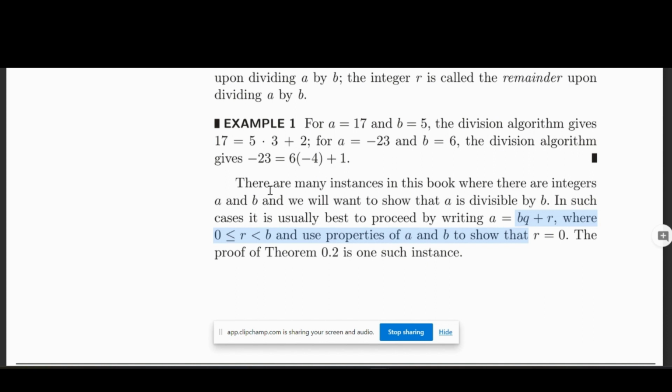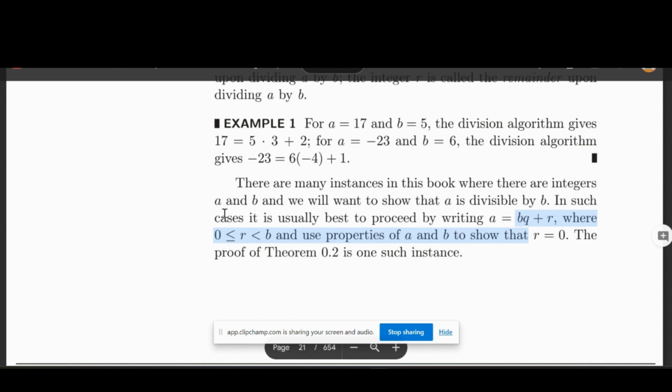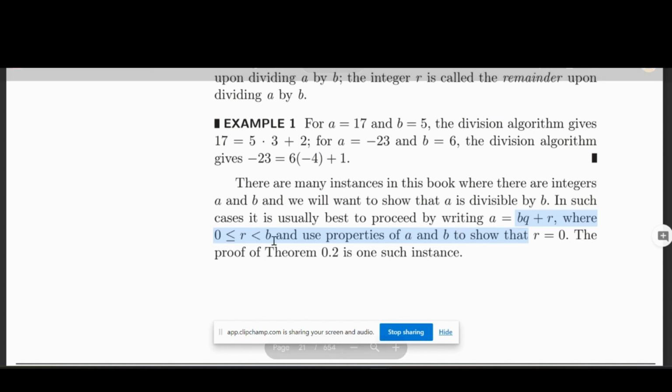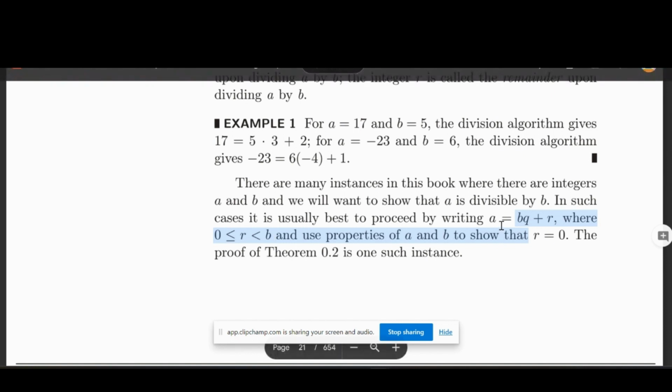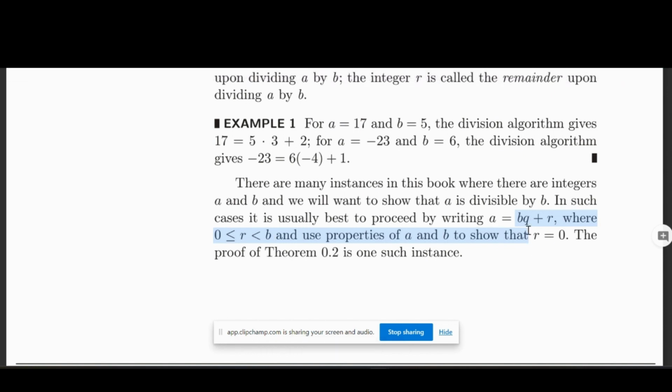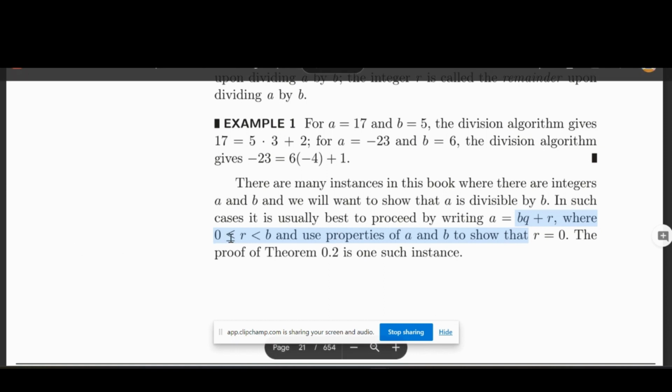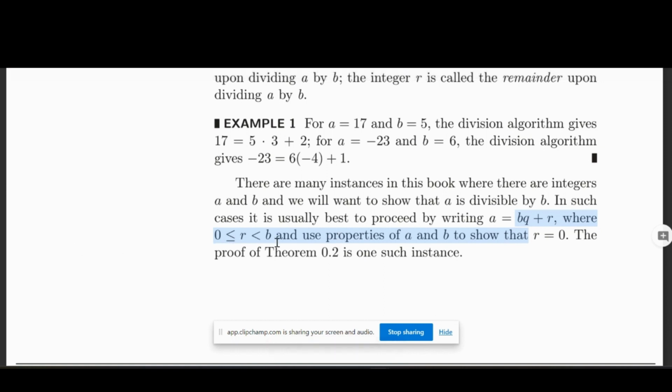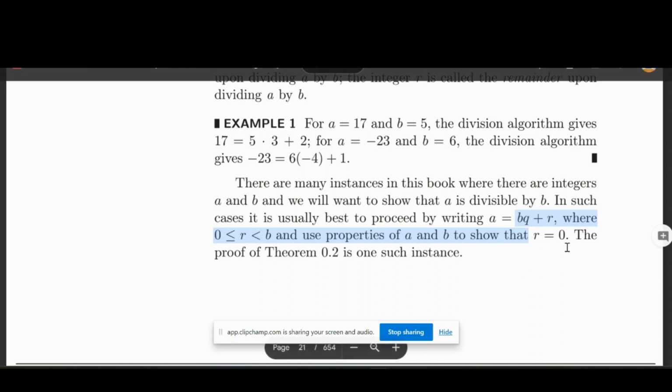There are many instances in this book where there are integers a and b, and we will want to show that a is divisible by b. In such cases, it is usually best to proceed by writing a = b·q + r, where 0 ≤ r < b, and use properties of a and b to show that r is equal to 0.